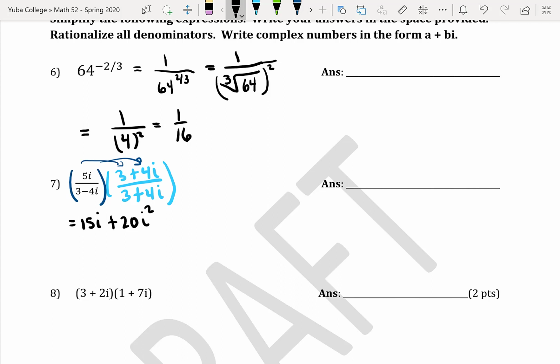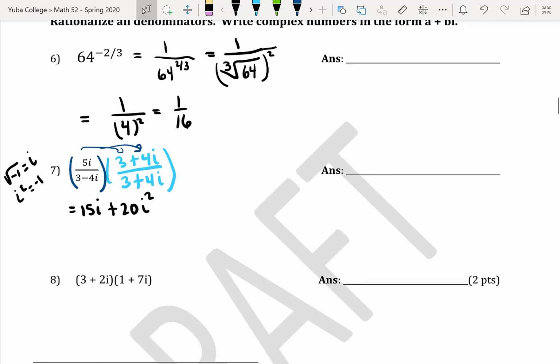Okay, so in the denominator, notice that's a factored form of a difference of two squares. So we could distribute this out, or this is the same thing as a minus b times a plus b, which is a squared minus b squared. So squaring our first term 3, minus squaring our second term 4i.